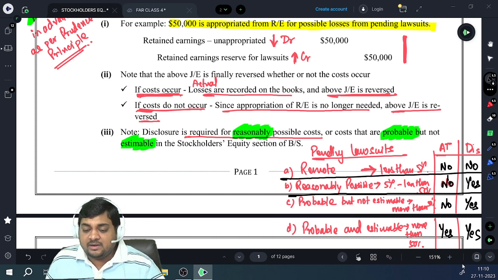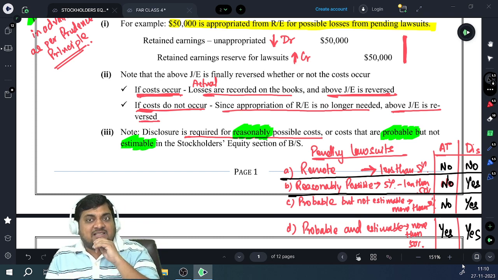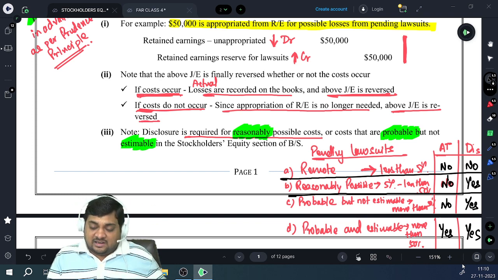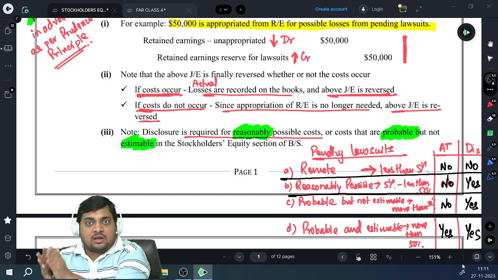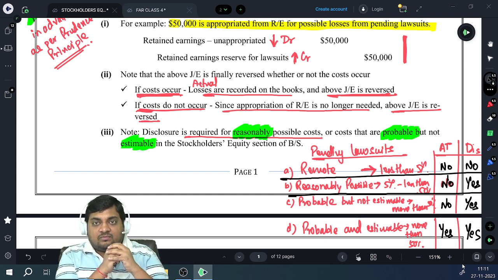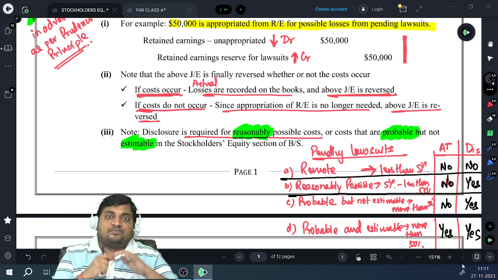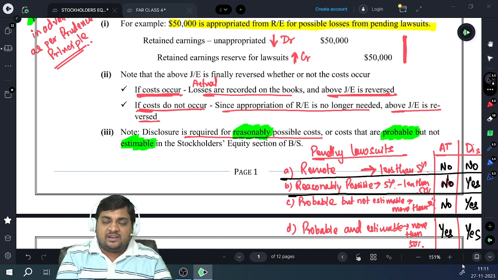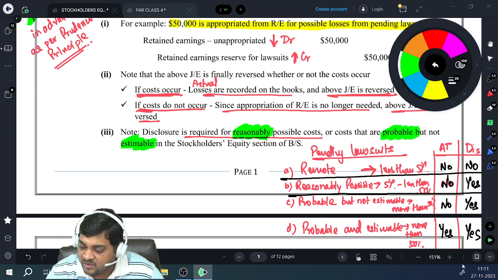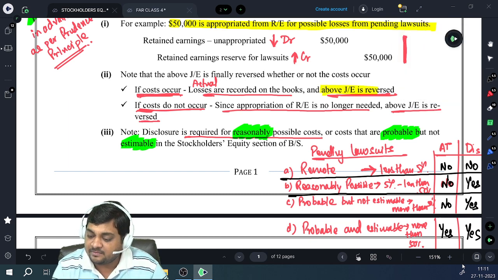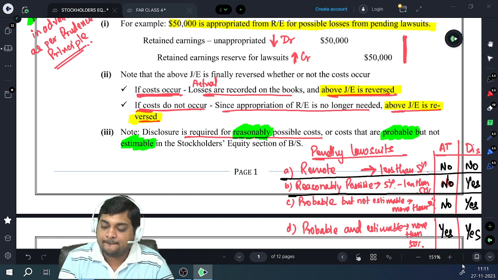But if you can do accounting treatment, yes, the unappropriated reserve and surplus will decrease, and the reserve for pending losses will increase. If losses occur or do not occur in future, it depends on the court's judgment. However, as far as our treatment is concerned, if cost occurs, we create a loss for that and reverse the provision created. If costs do not occur, no accounting treatment needed, reverse the provision created. Under both the cases, this treatment is same. We need to reverse the provision which we created, right?